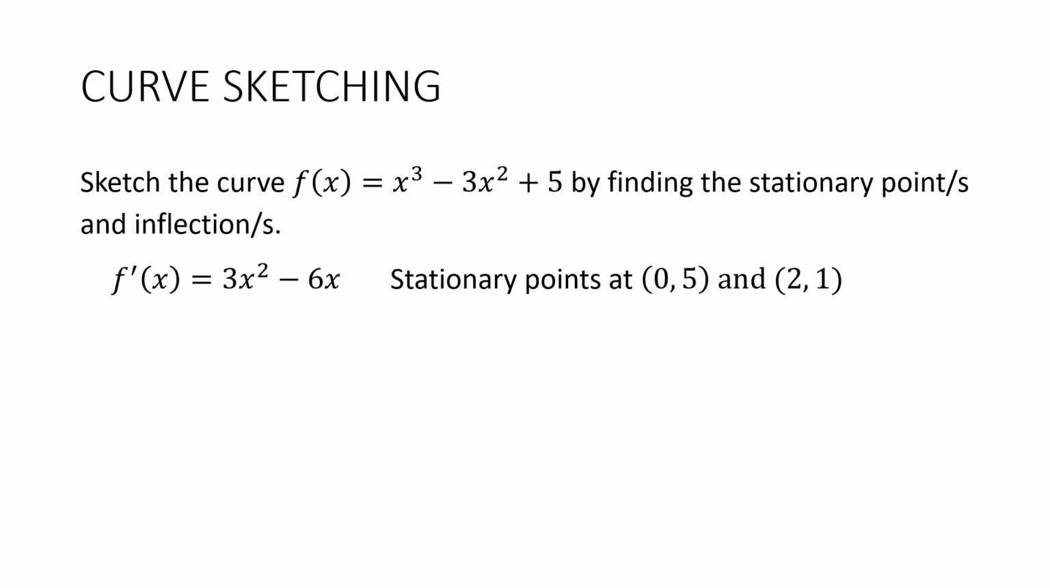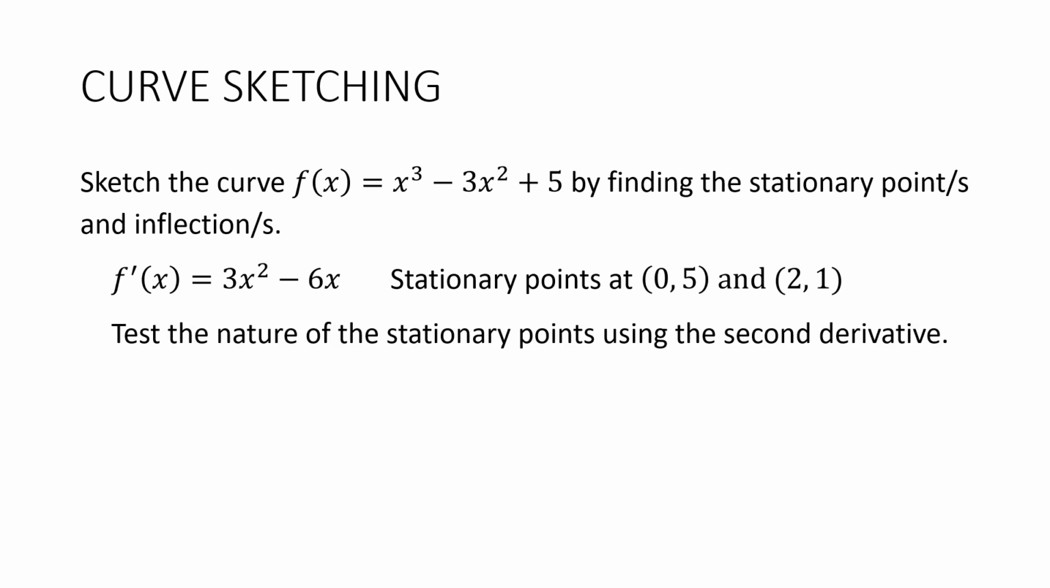We need to figure out whether those are maximums or minimums, so we need the second derivative. So f''(x) is equal to 6x minus 6. What we're going to do is substitute the x coordinate into here. If it's greater than 0, then it is concave up. If it is less than 0, it's concave down.